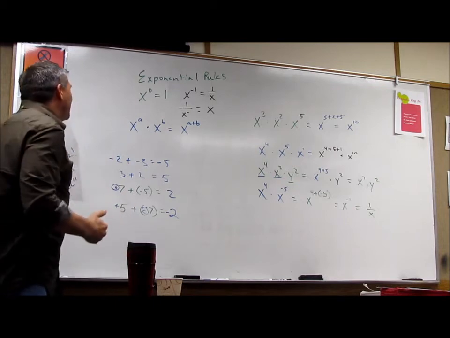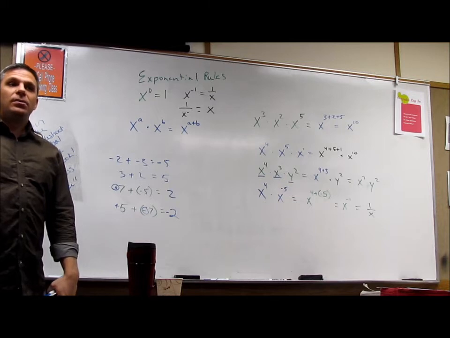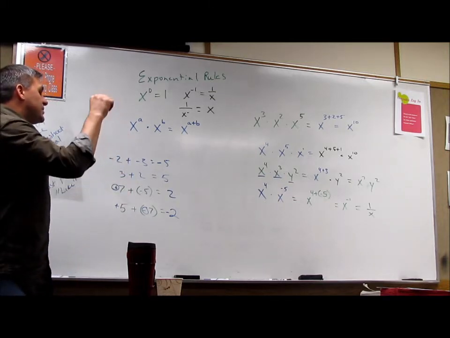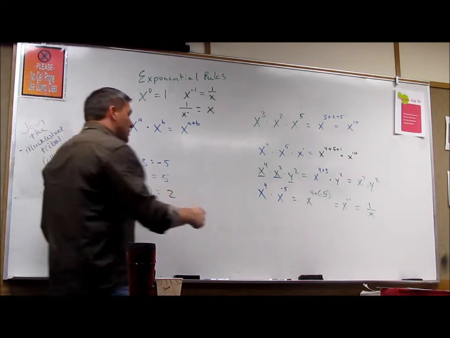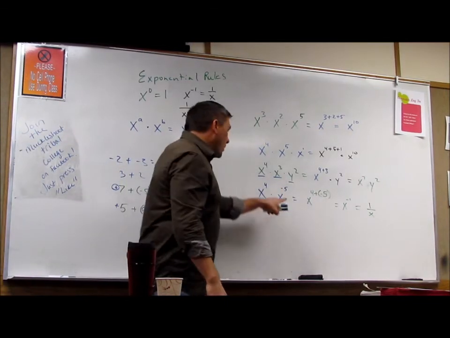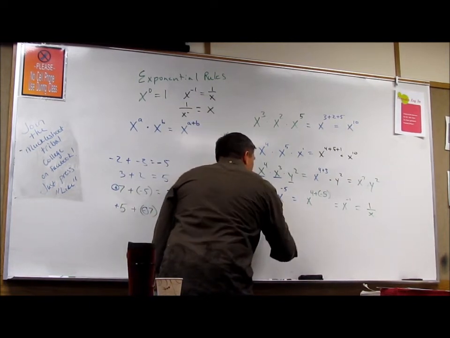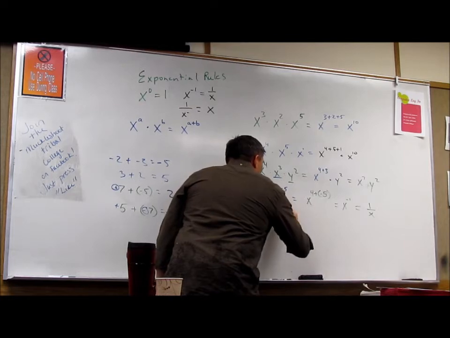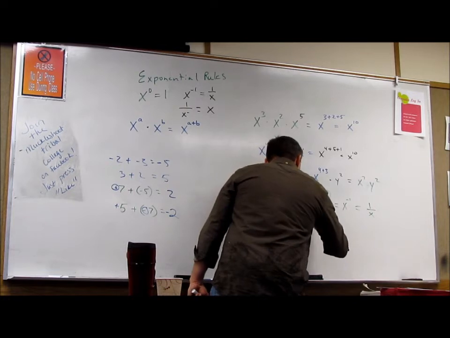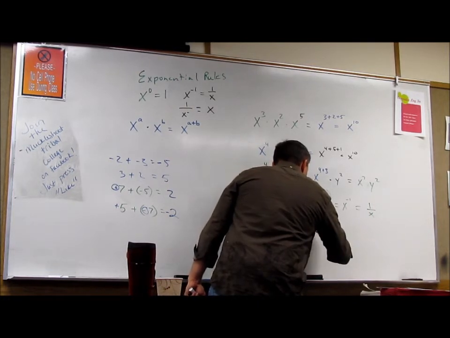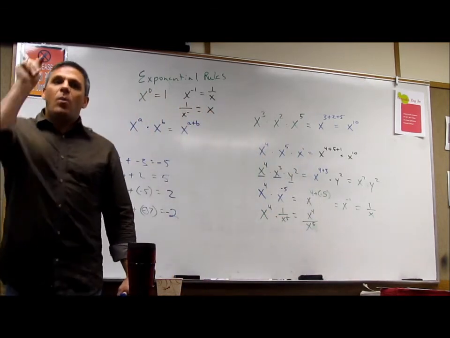But what does that have to do with this? Well, we just said, when we're finding the sum and the signs are the same, we add. But when they're different, we subtract. What's another way to write this? Isn't this just x to the 4th times 1 over x to the 5th? So wouldn't that equal x to the 4th over x to the 5th? Oh, wait a minute. We're dividing.